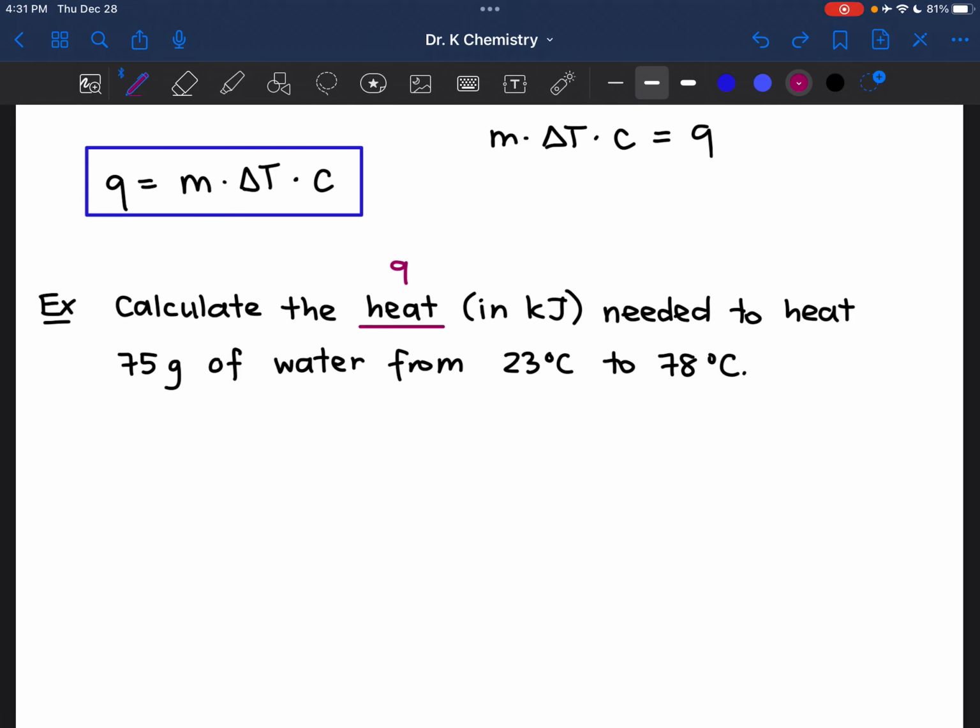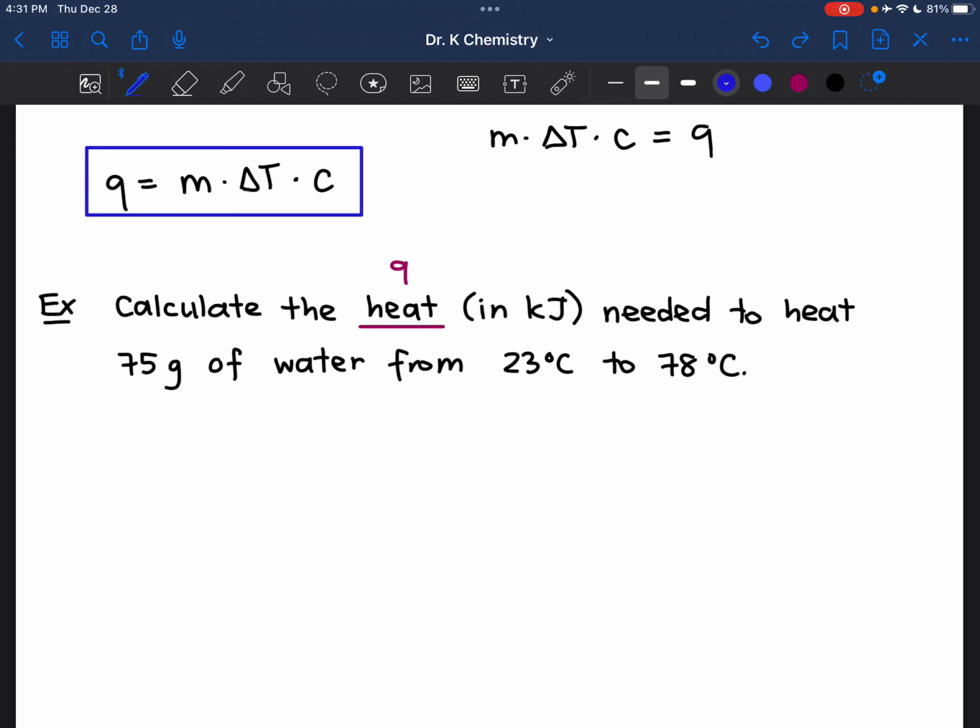So this is set up really nicely where we just need to plug in the values and we're going to be left with heat. The unit is in kilojoules, which means that when I look up the specific heat of water, I'm going to look up the value that's expressed in joules, not in calories. You could do either or, but if you were to use calories, then you would need to convert to joules first, so it's easier to just use the specific heat that's already expressed in joules.